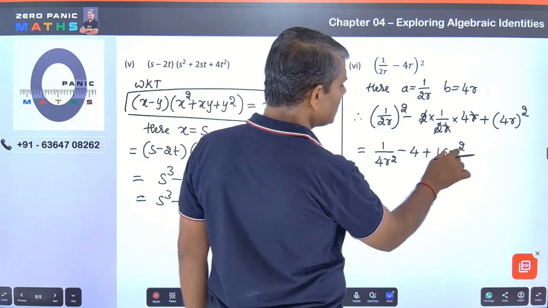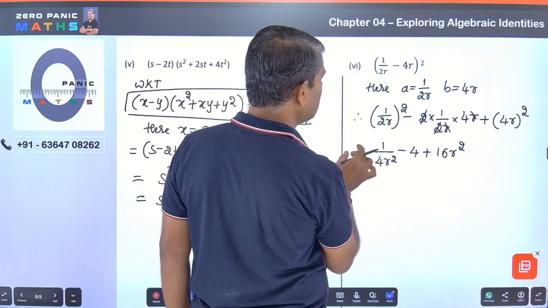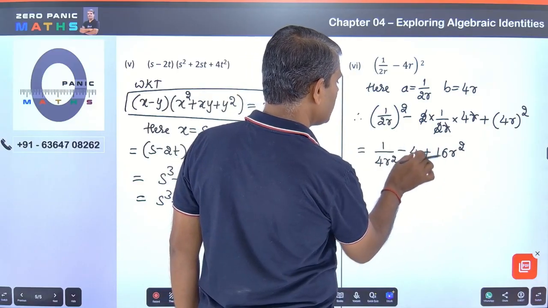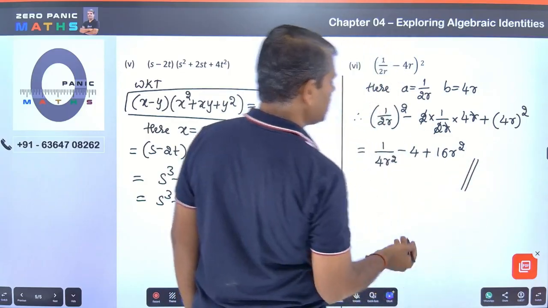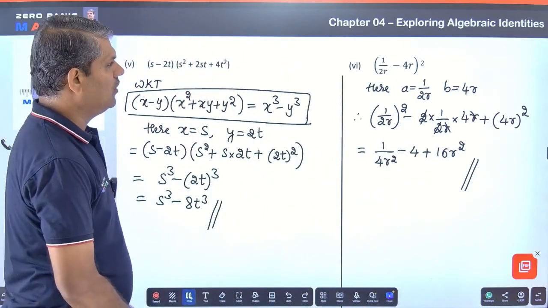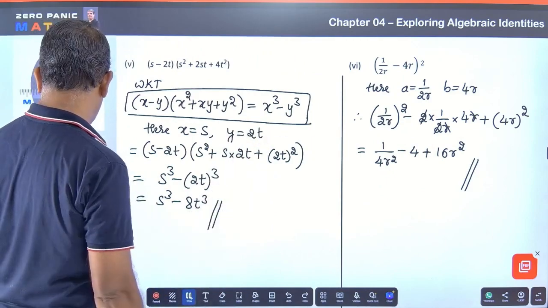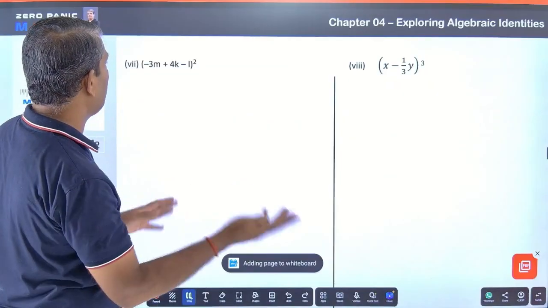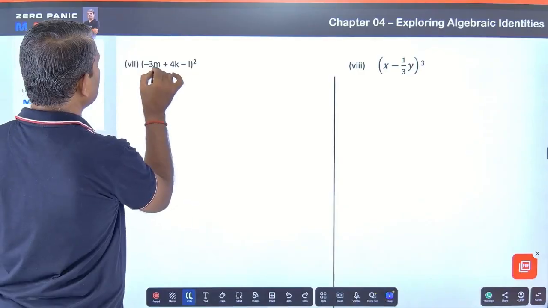You can write this like this only, or else 16r square you can write in the beginning and keep minus 4 in the middle and 1 by r square at the end, or else this is only the expanded version of this. That's all. If there are any small mistakes in the squares and sums, you can just re-verify and adjust those. Now let us go to the next problem and see.